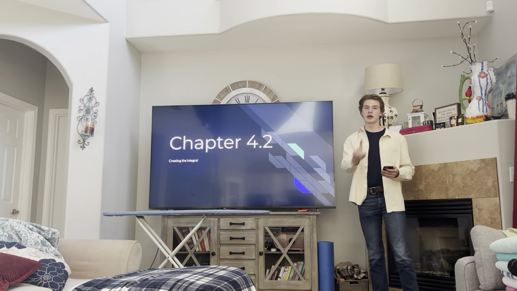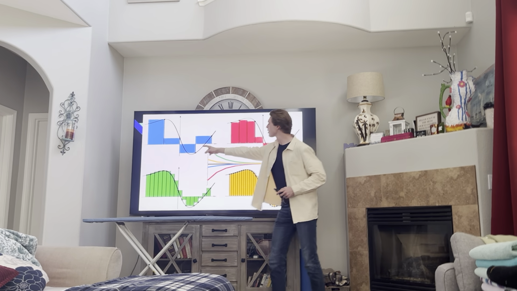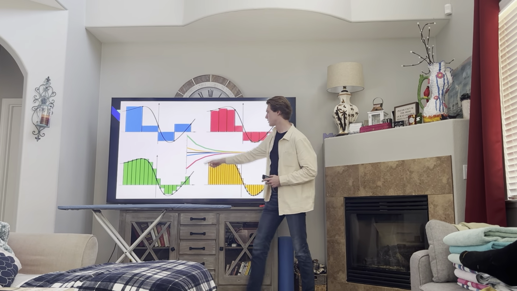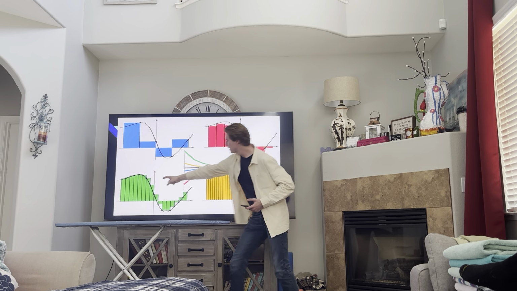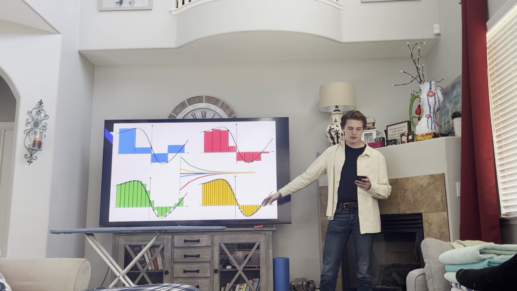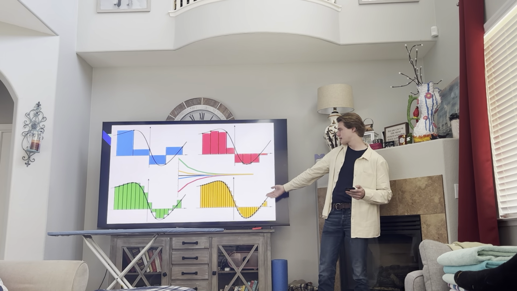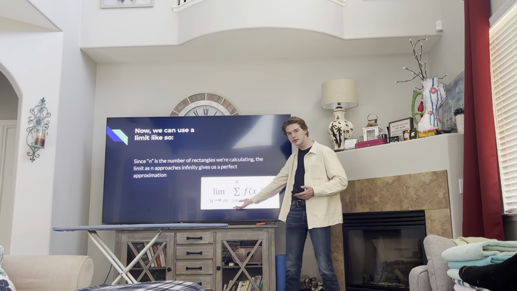Chapter 4.2, creating the integral. As you can see here, the more rectangles you have, the more accurate you get. See how there's a lot of white space there, a lot of area we're not accounting for? Less area, less area. The more rectangles you get, the more accurate, right? So you want infinity rectangles. Remember, n is our number of rectangles? Take the limit as n approaches infinity.